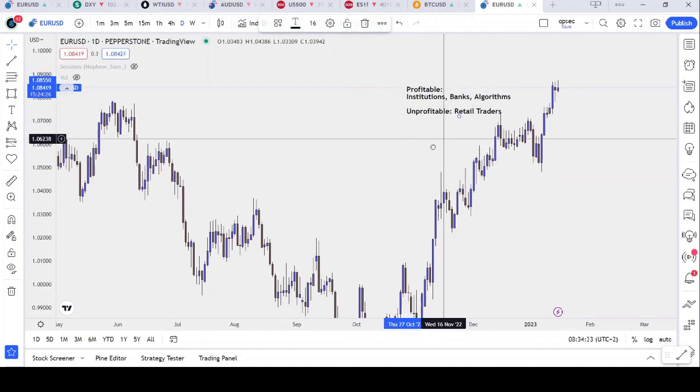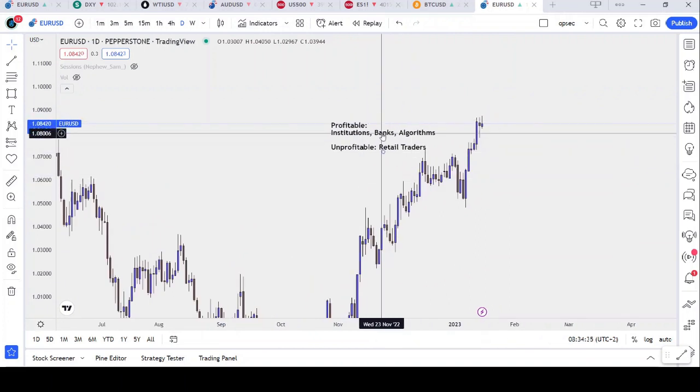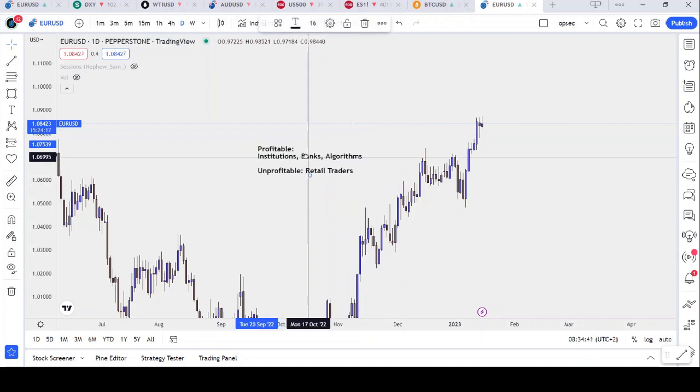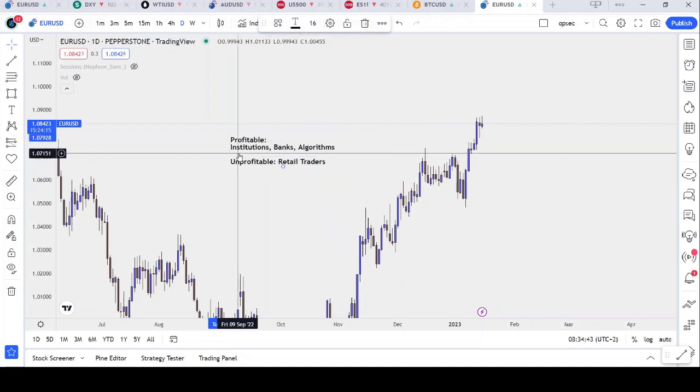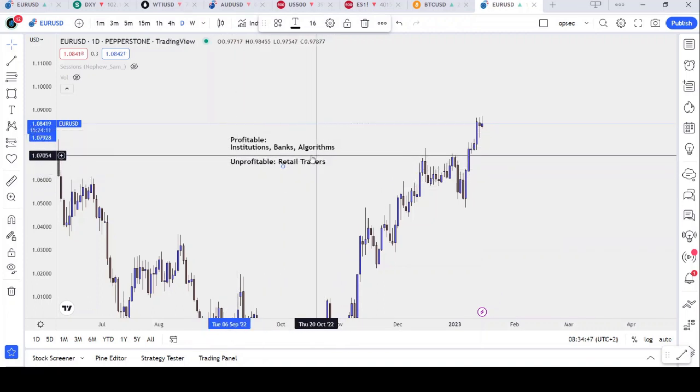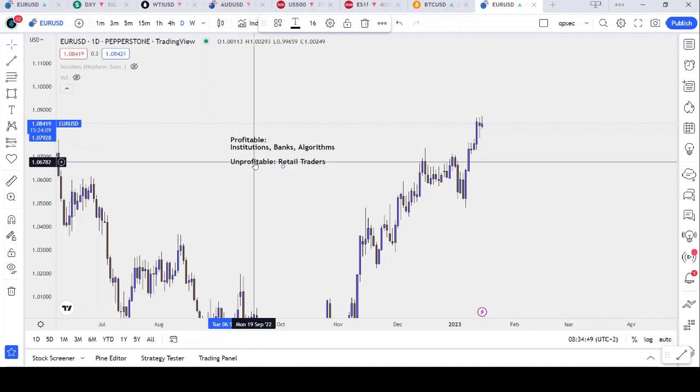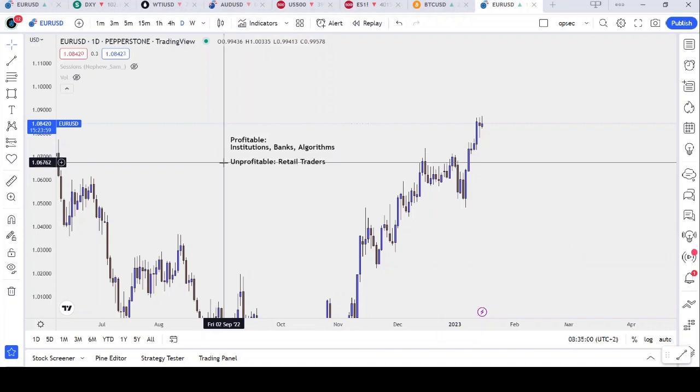So we are using this logic to build a method which could help us trade profitably. That's what we're doing. We're taking advantage of these guys being unprofitable and these guys being profitable to construct a method, a strategy that works. Okay, how do we do that? Well, we understand how these guys think, and then we know what not to do.